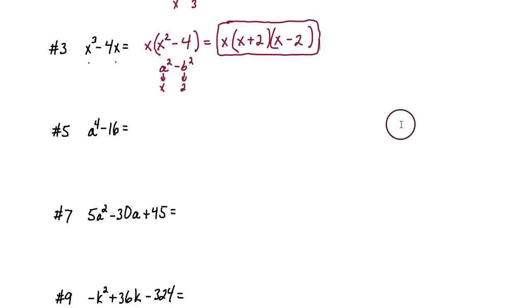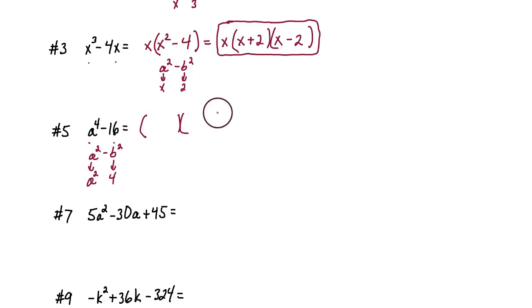Number 5, look for a GCF, but there's not one. Now look if it fits a special pattern. This is a difference of squares. It fits the pattern a squared minus b squared. But the a is an a squared, and the b is the number 4. Let's follow our pattern that we use for difference of squares.